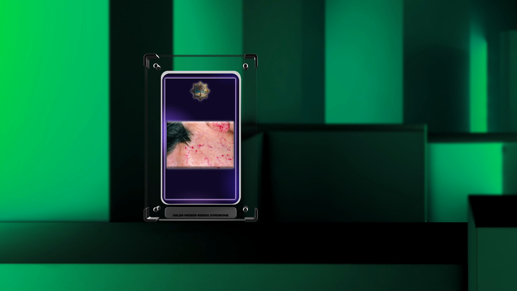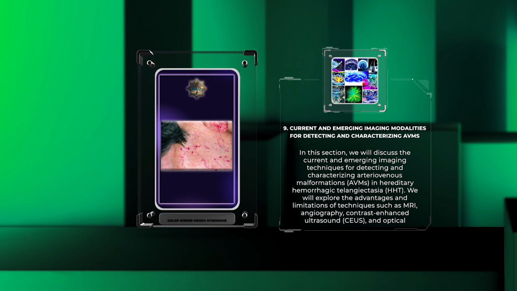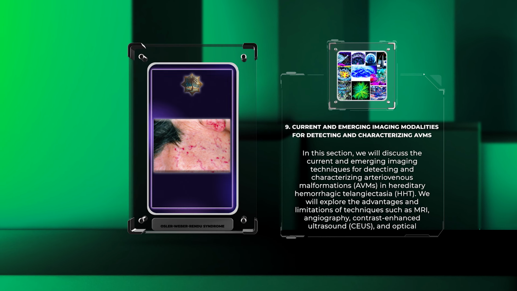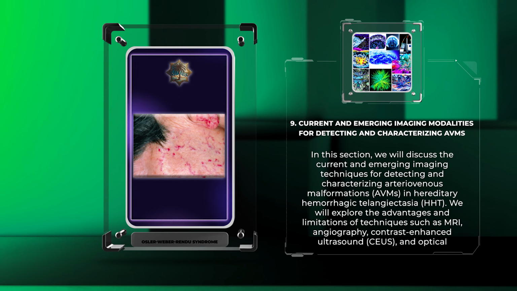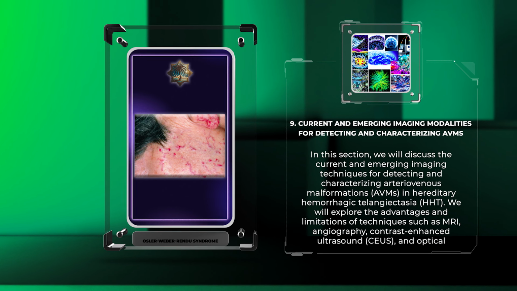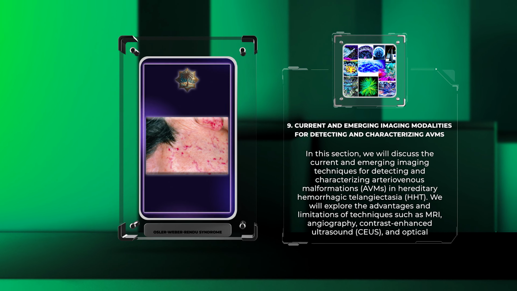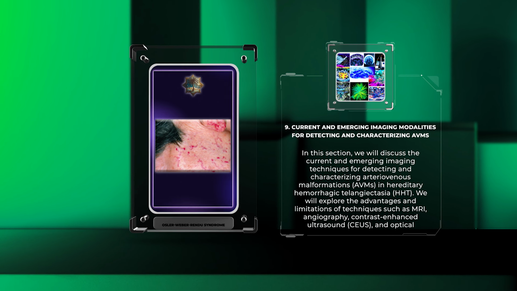In this section, we will discuss the current and emerging imaging techniques for detecting and characterizing arteriovenous malformations, AVMs, in hereditary hemorrhagic telangiectasia, HHT. We will explore the advantages and limitations of techniques such as MRI, angiography, contrast-enhanced ultrasound, CEUS, and optical coherence tomography, OCT.